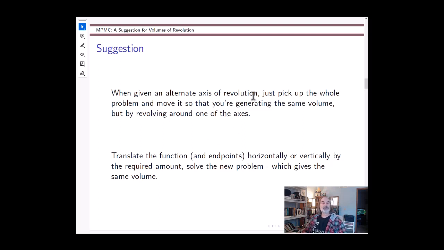So the key here is not necessarily redesigning the Riemann sum business, but just translating the problem to solve an equivalent but easier problem. Now, I know the point is to practice with thinking about Riemann sums and how the integration process works, but you don't always have an infinite amount of time.